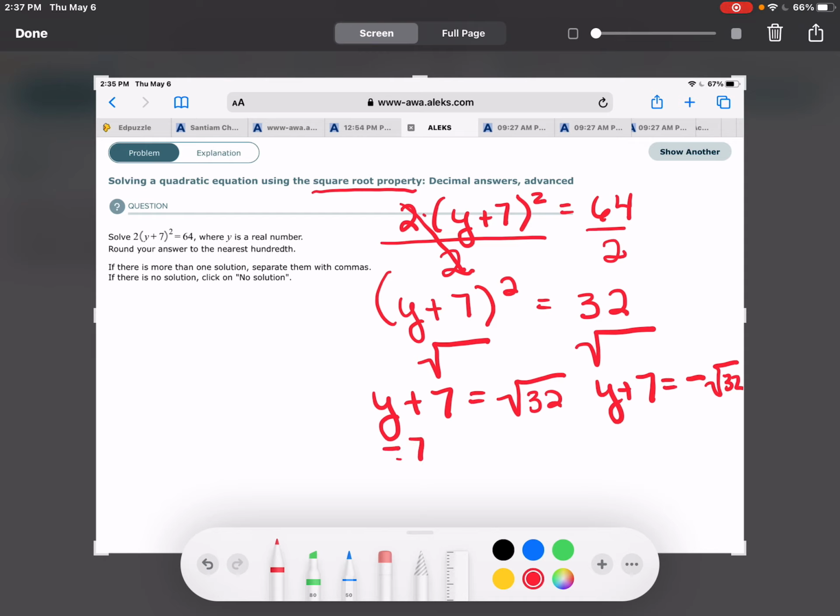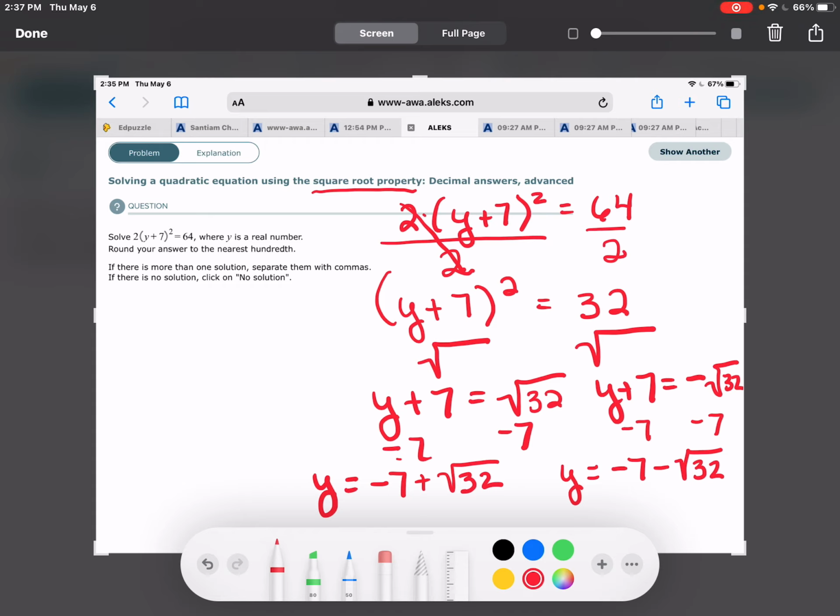We're going to subtract 7 from both sides and get y equals negative 7 plus the square root of 32. It's also all right to write the square root of 32 minus 7. Over here, we're going to subtract 7 on both sides and get y equals negative 7 minus the square root of 32. Those are going to give you 2 different answers.